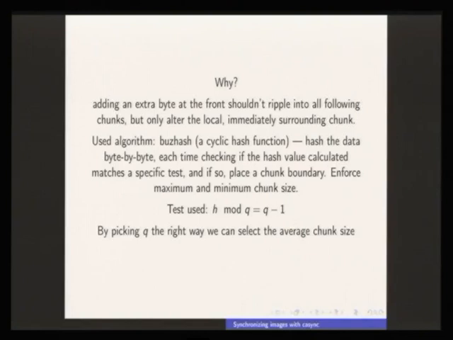But the way you pick Q is how you pick the average chunk size that you want. Because if Q is bigger, then the average chunk size will be larger. If you pick it smaller, it will be smaller, because you increase the chance that this will hold.